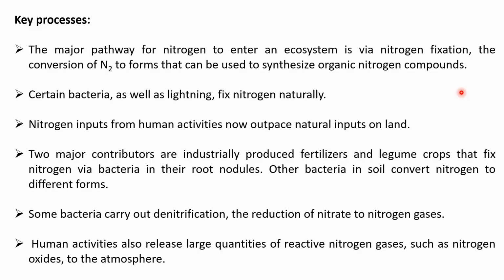Two major contributors we know for nitrogen are industrially produced fertilizers and the legume crops that fix nitrogen with bacteria in their root nodules. Other bacteria in the soil convert nitrogen to different forms. Some bacteria also carry out denitrification, that is the reduction of nitrate to nitrogen gas, thereby releasing nitrogen back into the atmosphere. Human activities also release large amounts of reactive nitrogen gases such as nitrogen oxides to the atmosphere. So these are the different reservoirs and processes that may happen in a nitrogen cycle.